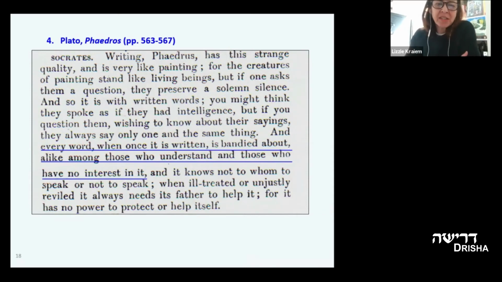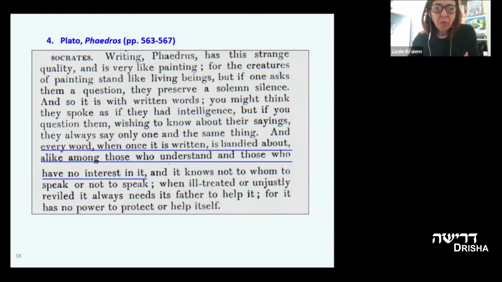Writing, Phaedrus, has this strange quality and is very like painting. For the creatures of painting stand like living beings. But if one asks them a question, they preserve a solemn silence. And so it is with written words. You might think they spoke as if they had intelligence, but if you question them, wishing to know about their sayings, they always say only one and the same thing.